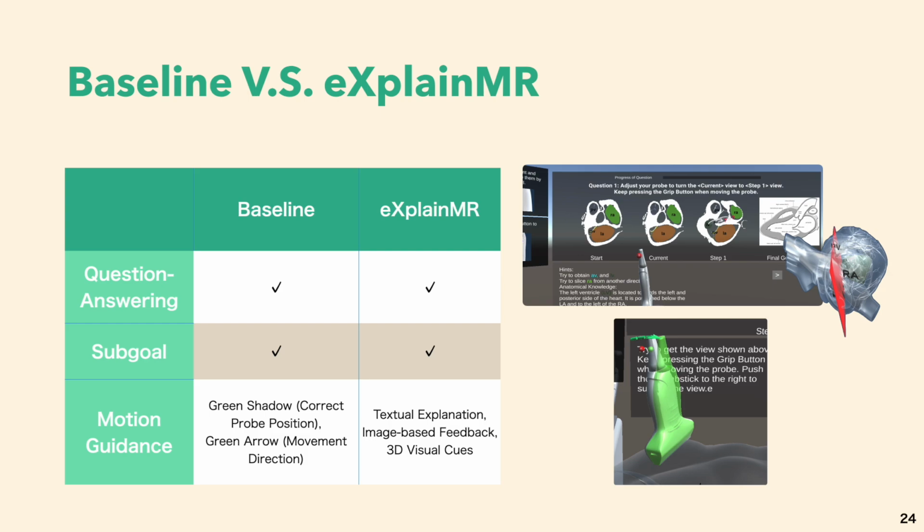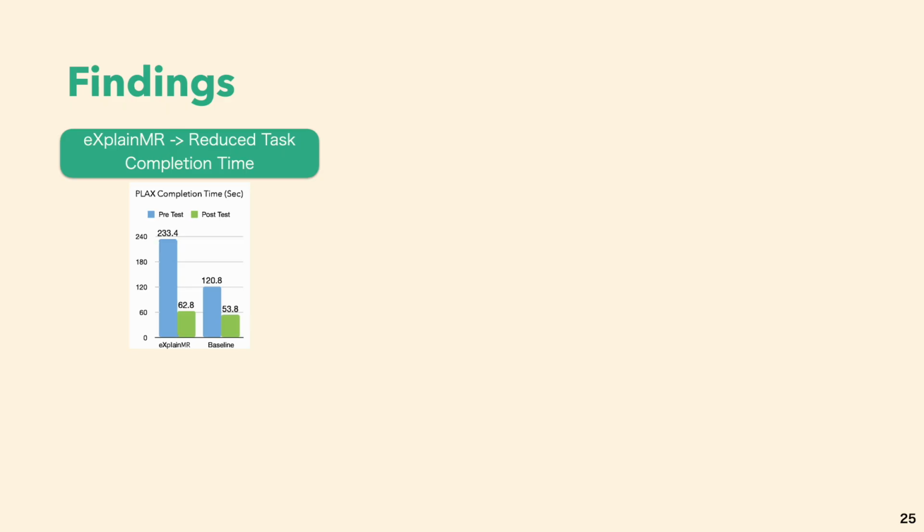Explain MR offers explanations, helping trainees understand why specific adjustments are needed. Baseline provides motion guidance, including a shadow indicator for correct probe positioning and an animated arrow to show movement direction. Here are the findings. First, both Explain MR and the baseline system improve parasternal long axis view completion time, with Explain MR showing a slight trend towards greater improvement.